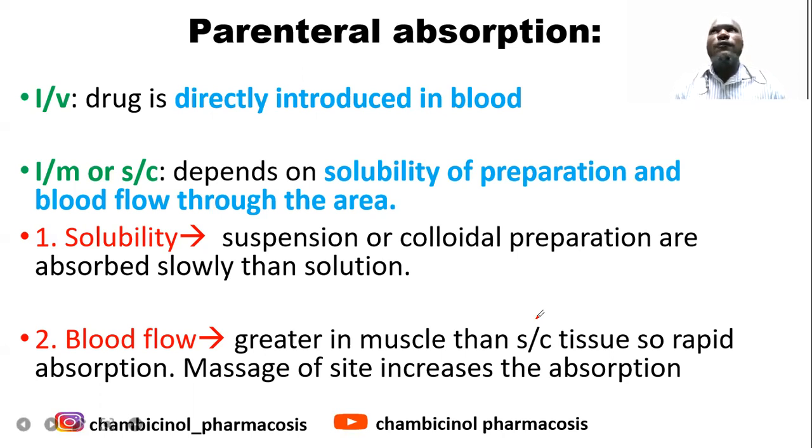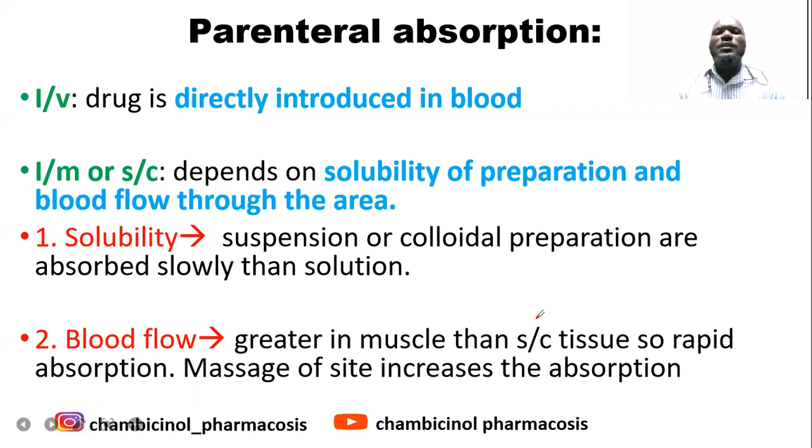The blood flow is very poor, but there is a way you can increase it, by applying heat or by massaging the site of absorption. This can increase the absorption of the drug. But there are also other substances that, when taken along with it, have a tendency to cause vasoconstriction. For example, adrenaline is a vasoconstrictor. When it is taken along with an IM or subcutaneous drug, it will cause vasoconstriction and retard the absorption of the drug.